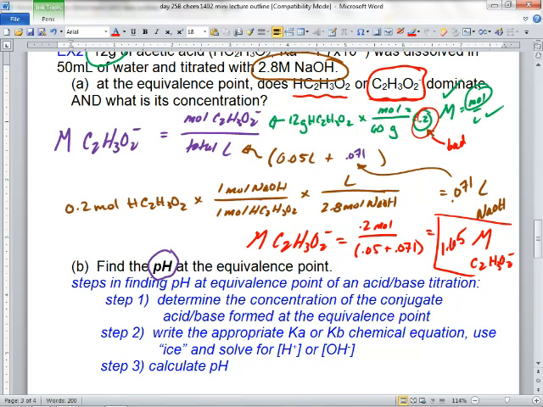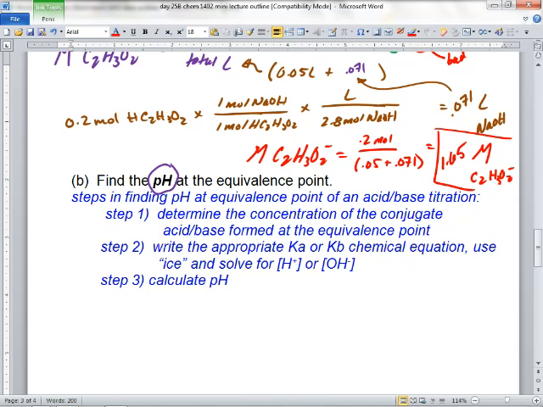So we have some nice steps here, but really, I don't think you need to follow the steps. It's just logical. We have this concentration of acetate. We have to do ICE on a Ka or a Kb reaction. Kb, because acetate is a base. It's a conjugate base. So I have to write a Kb reaction. So, Pablo, what Kb reaction would you write? Acetate plus H2O gives OH minus and acetic acid.